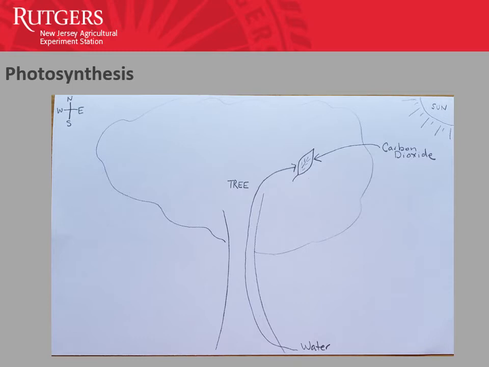So photosynthesis takes place in the leaves, and it involves carbon dioxide that is absorbed from the air into the leaf through tiny openings in the leaf, and water that is absorbed from the soil up through the roots and into the leaves for use in photosynthesis.